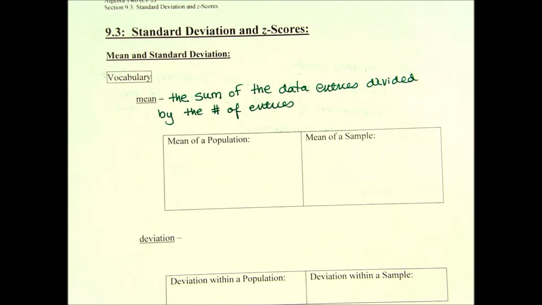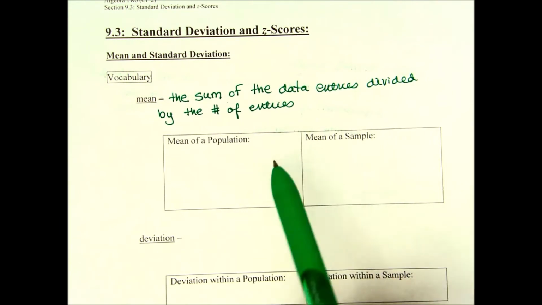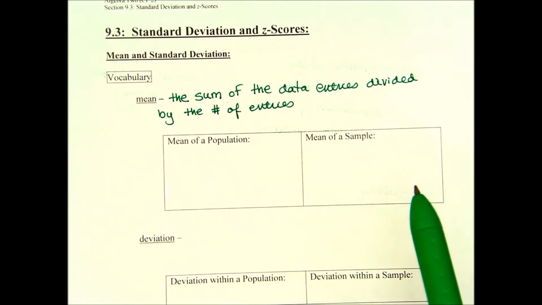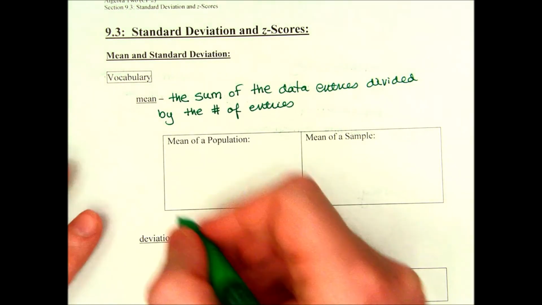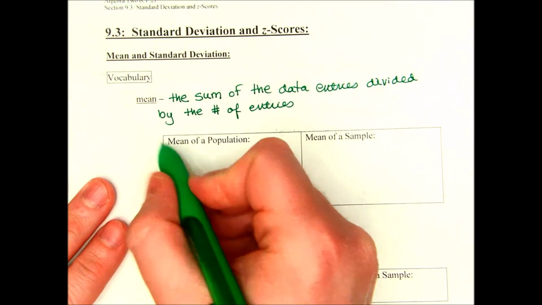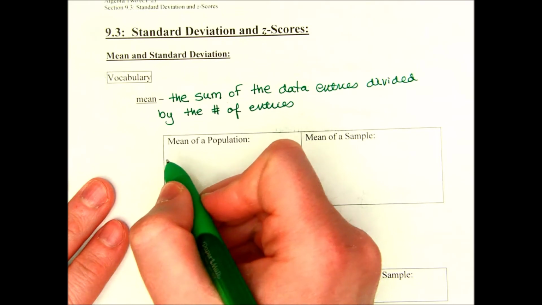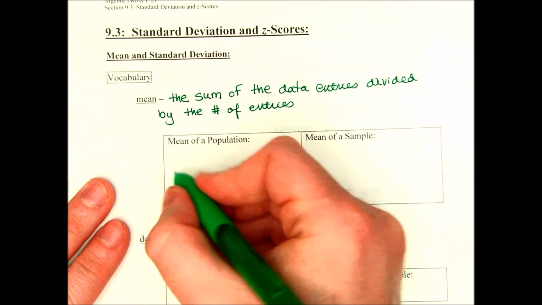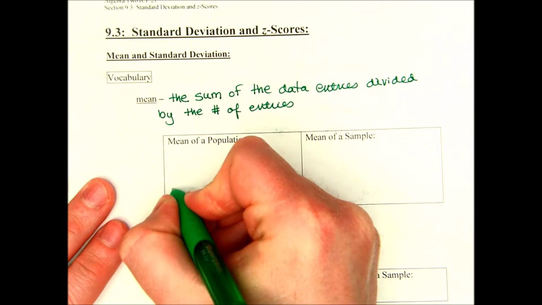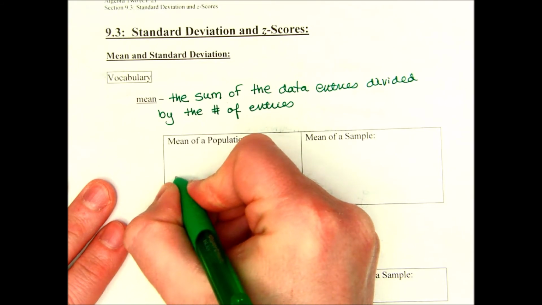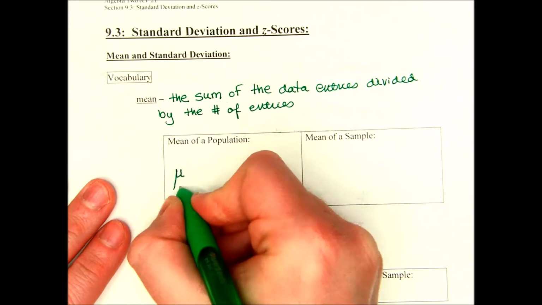We're going to have a slightly different looking formula if we're trying to find the mean of a population and the mean of a sample. Actually, we find them both in the exact same way. We're just going to use different symbols to represent different things in there. First of all, the mean of a population, I'm going to use a Greek letter to represent my mean. And this is the Greek letter mu. It's kind of like an elongated U.